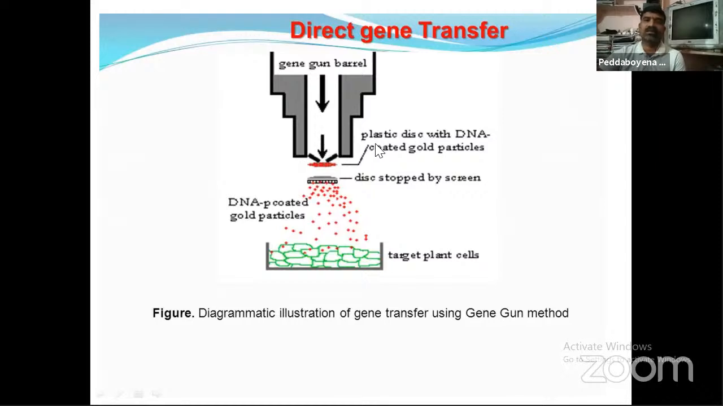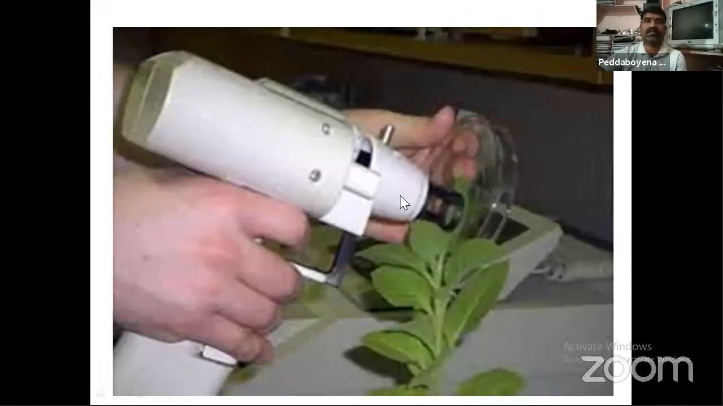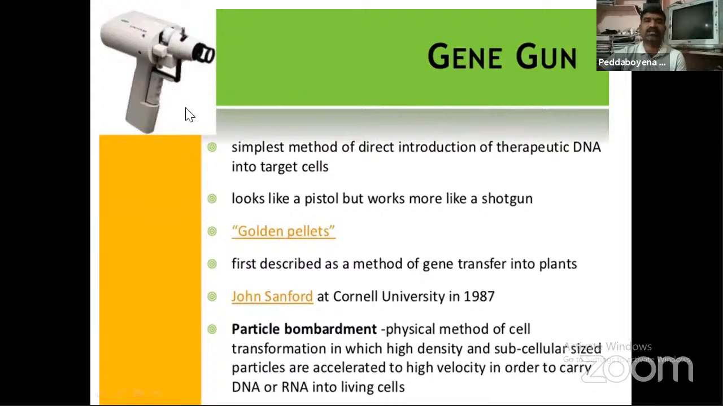Here is a plastic disc with DNA-coated gold particles. Pressure is applied directly, and the disc is stopped by the screen. You are observing the target plant cells. Using the gene gun method, the particles can come fast and enter into the plant cells. So this is the shotgun method, and directly we can use this method on leaves.